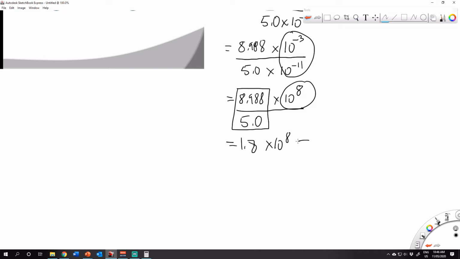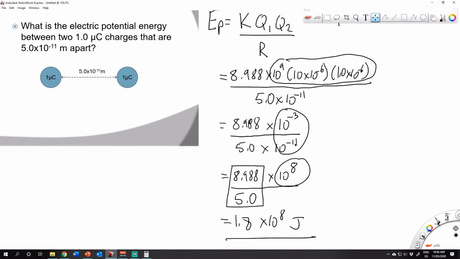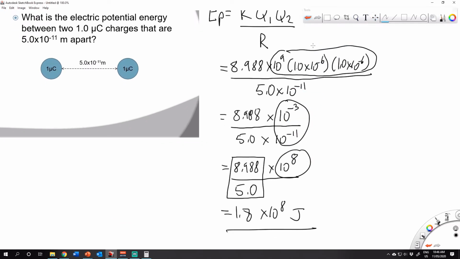1.8 times 10 to the 8, and this will be in joules, right? Because we're calculating potential energy. There we go. And then we ask ourselves, does that answer make sense? Well, if I have two positive charges very, very close together, I should have a relatively large answer.